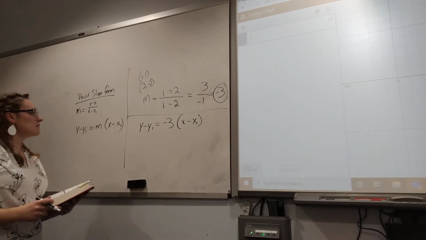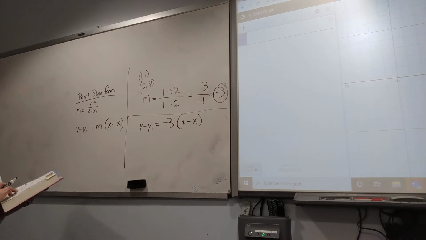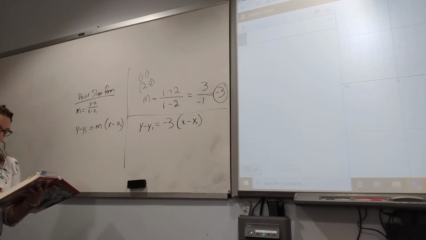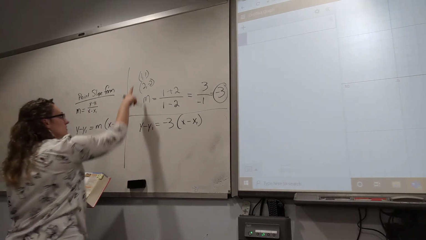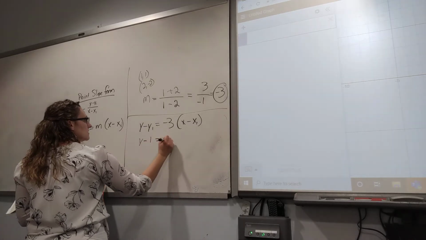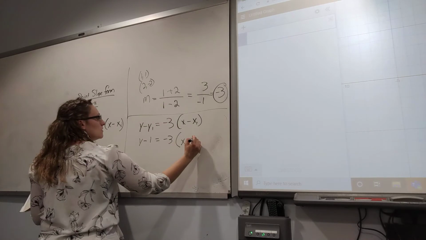All right. So to write this in point slope form, you guys did this on the Thursday that I was here. So let's take, the book uses 1, 1. That's one of the points from the line. And they're going to put it into here. So let's take y minus 1 equals negative 3 times x minus 1.